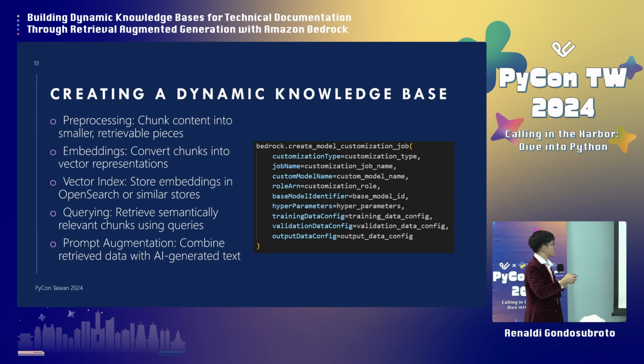Essentially, we're going through a few different things. We want to chunk the content into smaller, retrievable pieces. We want to embed, converting the chunks into vector representations. We want to store the embeddings within OpenSearch or similar stores. We want to then query the data, retrieve the semantically relevant chunks using queries, and combine the retrieved data with the AI-generated text. This way, we're able to create the appropriate customization job.